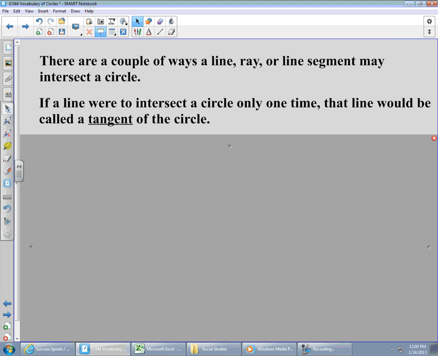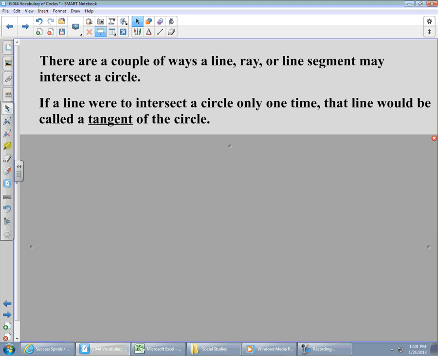If a line were to intersect a circle only one time, that would be called, and the word is tangent. Now we've heard the word tangent this year before. Anybody recall where we talked about tangents? It was back before the Christmas break. We were working on trigonometry, did our SOHCAHTOA stuff, sine, cosine, and tangent.